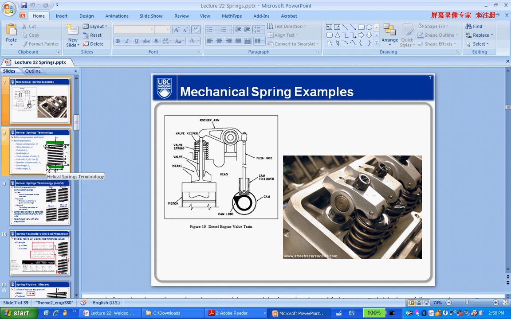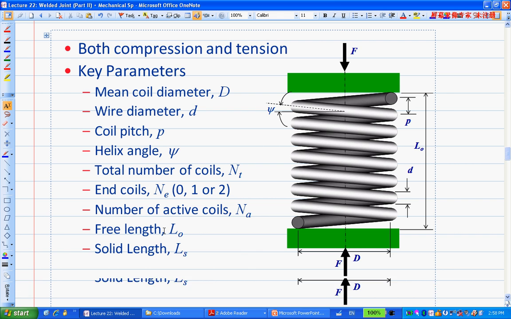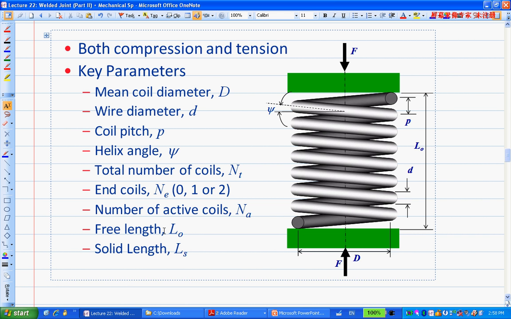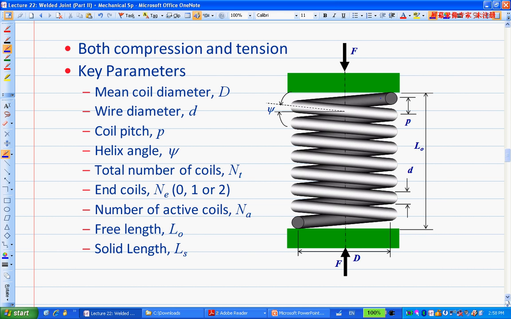Okay, yeah. So what we need to know is a couple of terminologies that are here. Most of the terminologies are actually pretty familiar to us, because when we learned thread, when you learn screw, we said the screw is basically a helical curve around a metal bar. So spring is the same thing. A spring is a helical curve, basically a parametric equation. It's a helix. Okay. So what are the important parameters then?